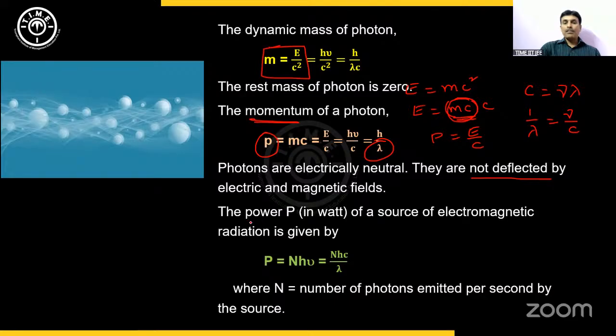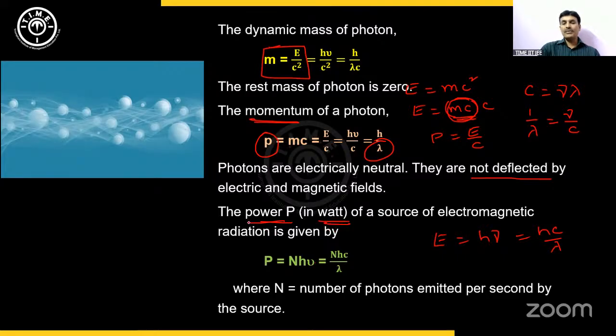Now, the power of a source of electromagnetic radiation. What is power? It is energy per unit time. So the power is given by n times h nu, as E is equal to h nu or hc by lambda. When there are n photons emitted per second, that capital N is number of photons emitted per second, then N h nu would become power, because it is energy per second. Energy per unit time is nothing but the power expressed in watt.